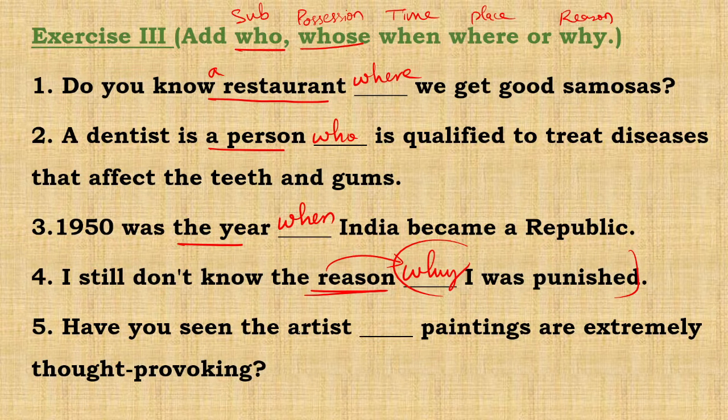Have you seen the artist? Here we are speaking about the artist. Dash paintings are extremely thought-provoking. Paintings is a noun form. Now tell me what is the word which is missing? Can you tell me your answer? We are speaking about the artist. Now, who paintings or whose paintings? Only one of these two words, because these three remaining words cannot be used with the persons. Now, who paintings or whose paintings? Immediately noun is there, right? So I told you before only, whose paintings must be there.